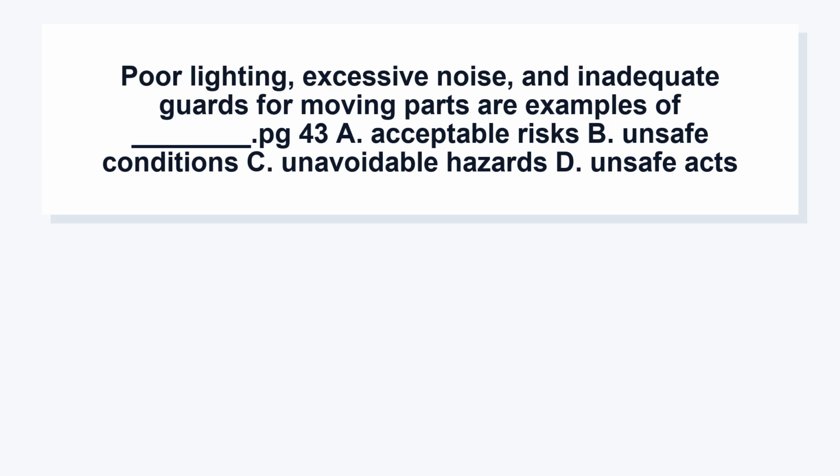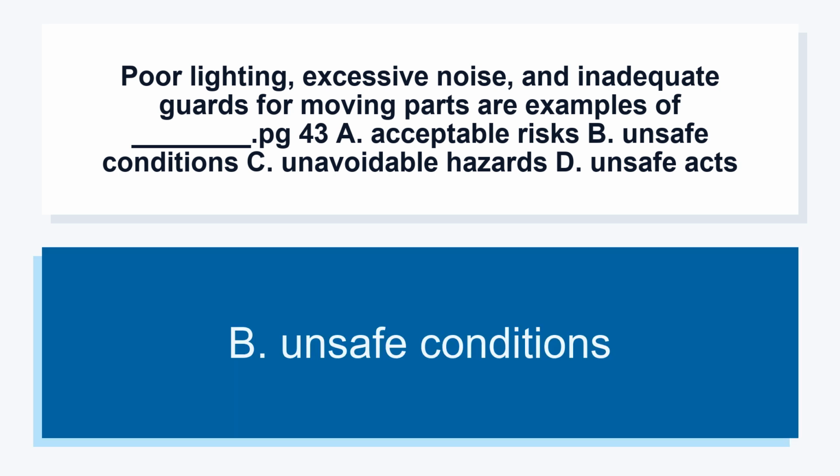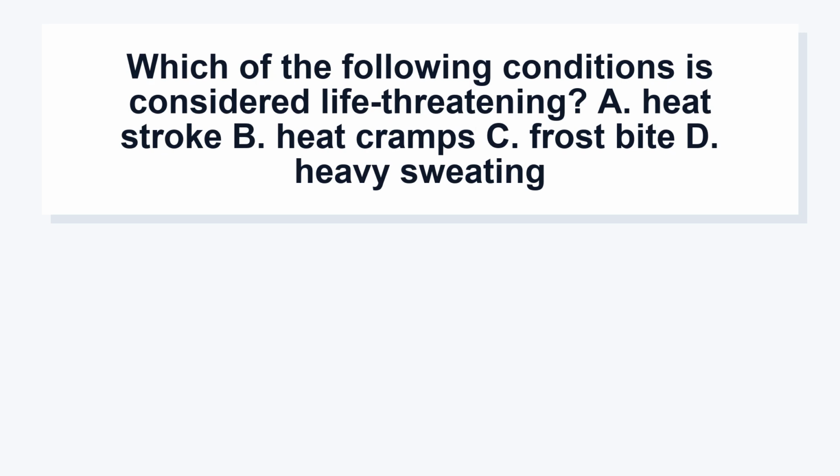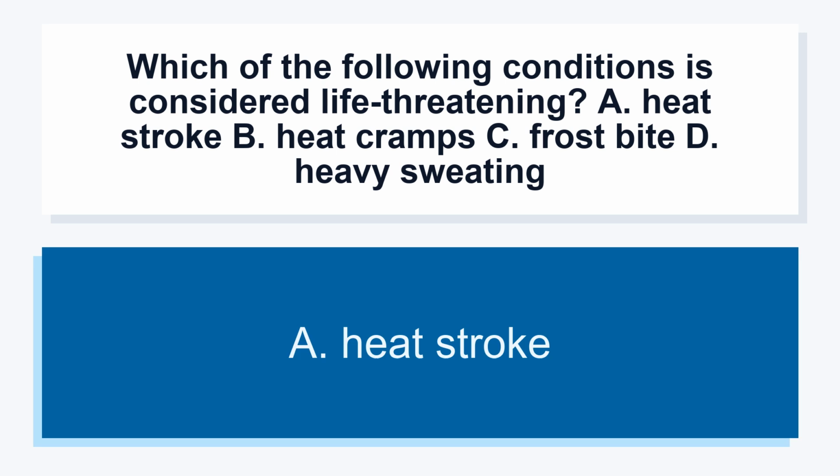Poor lighting, excessive noise, and inadequate guards for moving parts are examples of ______. A, acceptable risks. B, unsafe conditions. C, unavoidable hazards. D, unsafe acts. B, unsafe conditions. Which of the following conditions is considered life-threatening? A, heat stroke. B, heat cramp. C, frostbite. D, heavy sweating. A, heat stroke.